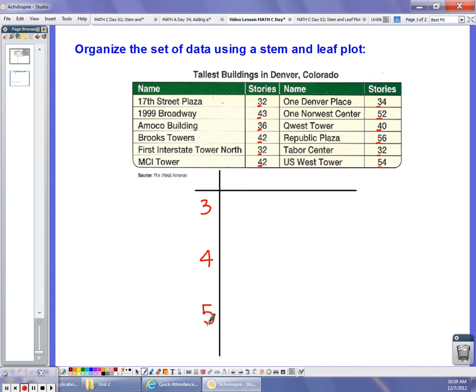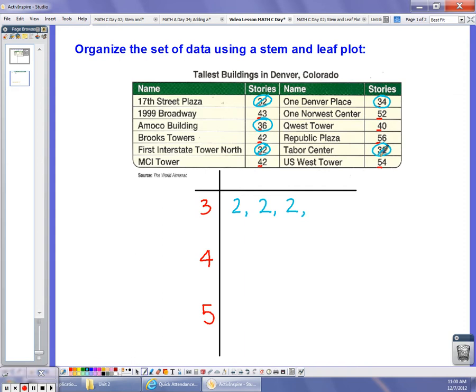Now I just need to go ahead and fill in my leaf. And to fill in my leaf, I'm going to focus on my 30s first. What I like to do is circle all of my 30 values, that way my eyes are focused just on the 30s. And since we're creating an organized stem and leaf plot, I just need to put those in order from least to greatest. So I see that I have three 32s, so I'm going to write down the number 2 three times next to the 3. That's going to represent my 32s. I can cross those out so that I don't do them again.